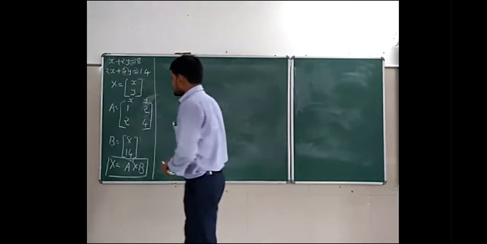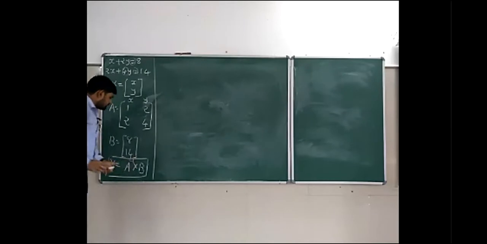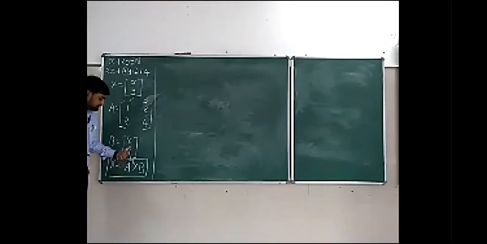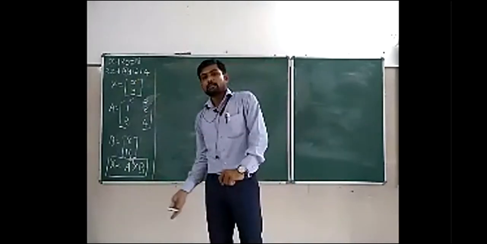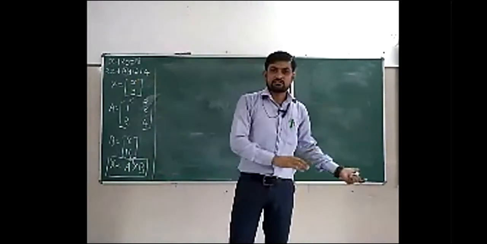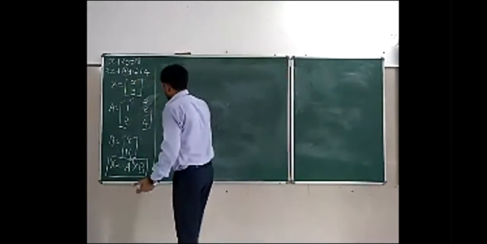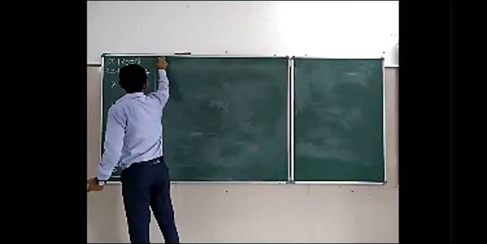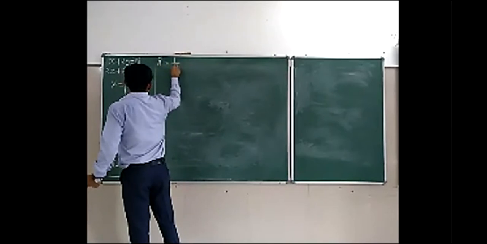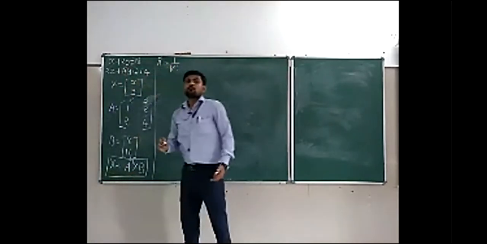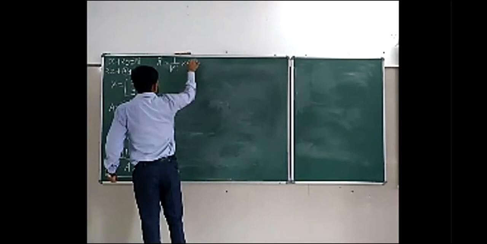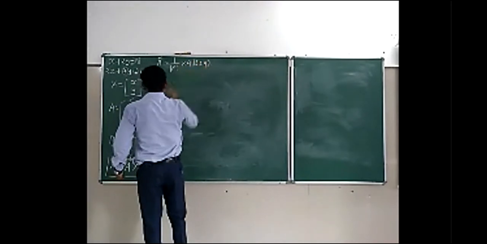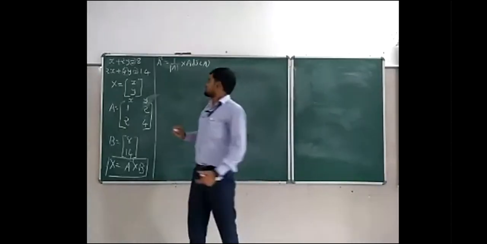So here, first our requirement is what? Find A inverse. And after finding A inverse, we'll multiply A inverse with B, as we have seen in the last lecture. So first our requirement is A inverse. And now you know very well what is the formula of A inverse? 1 upon determinant of A into adjoint of A.